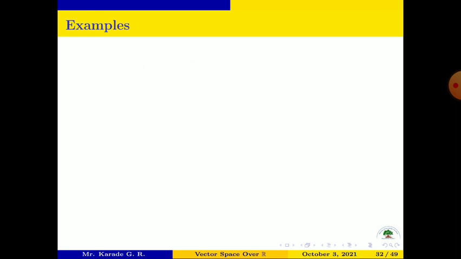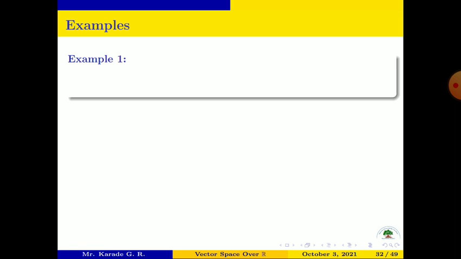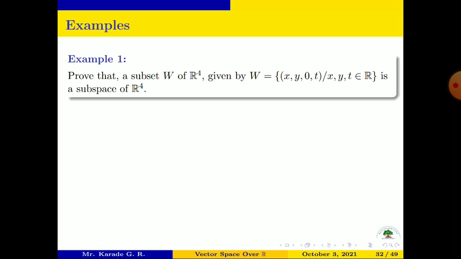Let us take some examples. Example number 1: prove that a subset W of R4 given by W equals the set of ordered 4-tuples (x, y, 0, t), such that x, y and t are real numbers, is a subspace of R4. We have to show that it is a subspace of R4.